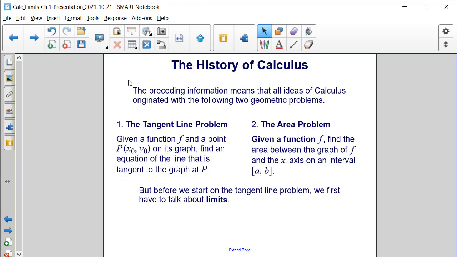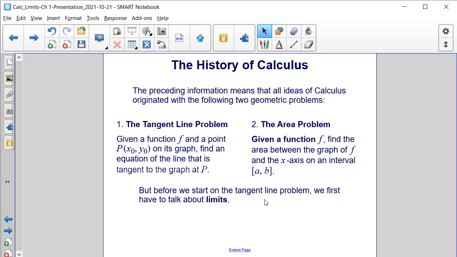The preceding information means that all ideas of calculus originated with the following two geometric problems in mind. First one is the tangent line problem. When given a function f and a point P, whose coordinates are x initial, y initial on its graph, find an equation of the line that is tangent to the graph at this point P. The second geometric problem is known as the area problem. When given a function f, find the area between the graph of f and the x-axis on a closed interval from a to b, where a and b are numbers.